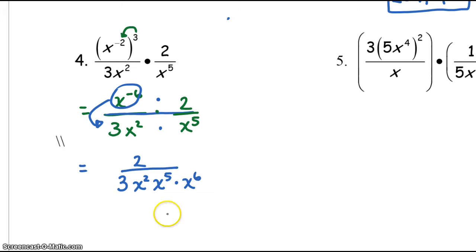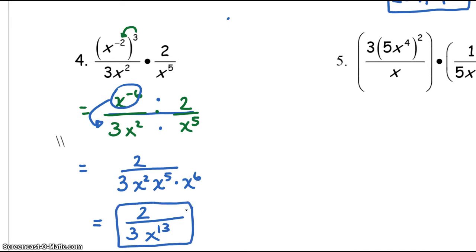Alright, now I do notice that there's a lot of the same base, which is all x's here. So I'm going to go ahead and put the 2, put the 3. They're simplified already. But I need to add these exponents. So I need to add 2 plus 5, which is 7, plus another 6 is x to the 13th. And that is our final answer.